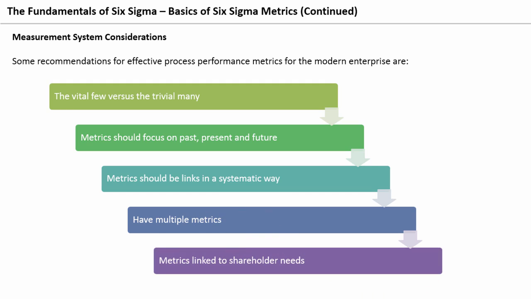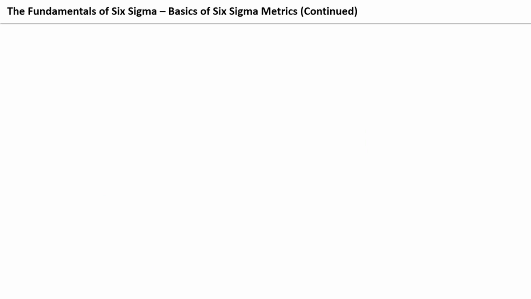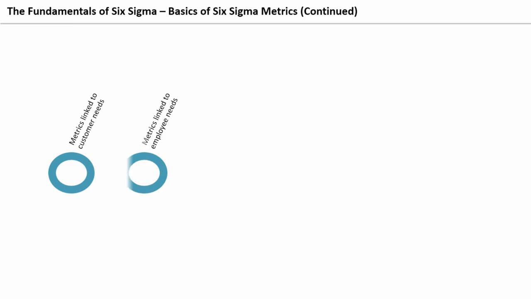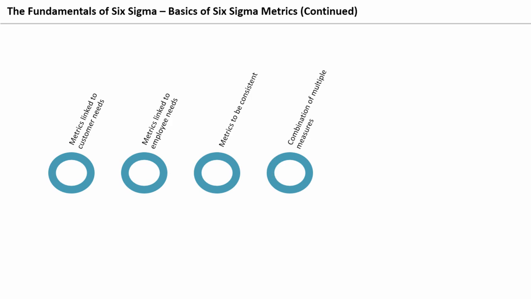Metrics linked to shareholder needs. Metrics should be linked to shareholder needs at the business level. Metrics linked to customer needs. Metrics should be linked to the customer needs on the operations level. Metrics linked to employee needs. Metrics should be linked to the employee needs on the process level. Metrics to be consistent. Metrics should be consistent for all levels of the organization. Combination of multiple metrics. Multiple measures can be combined or aggregated into overall indices of performance for higher levels.